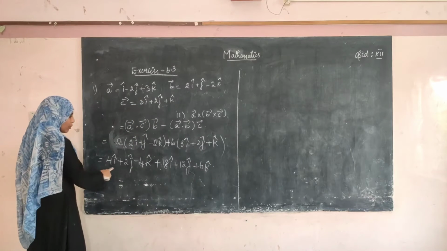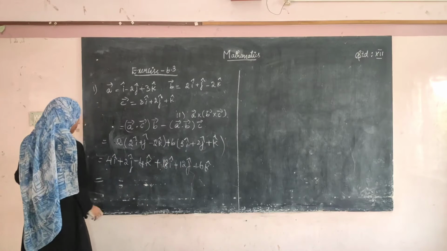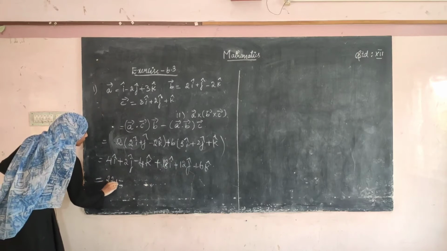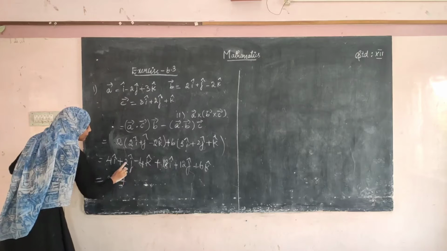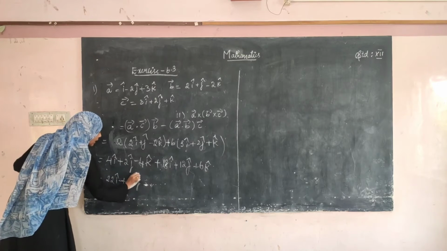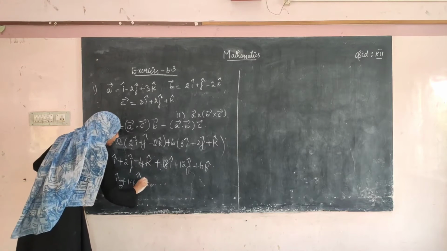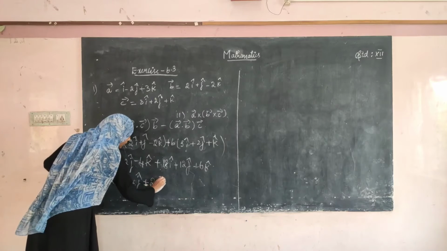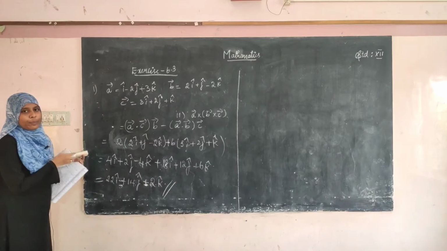Solve this. 4 I cap plus 18 I cap is 22 I cap, plus 12 plus 2 is 14 J cap, 6 minus 4 is plus 2 K cap. So this is the answer.